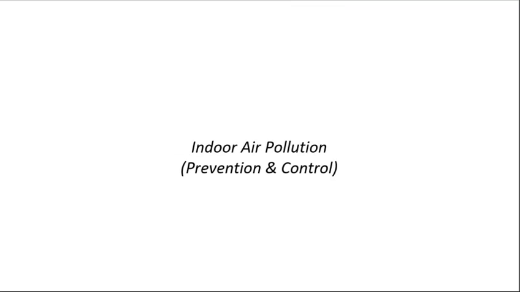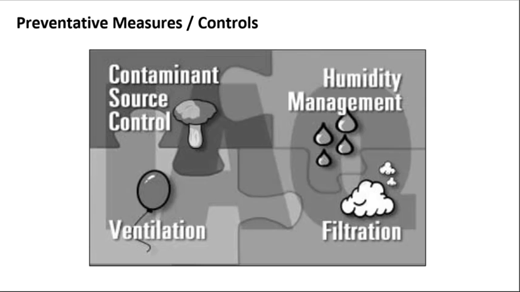Indoor air pollution, prevention and control. We now give a few more details about indoor air pollution prevention and control. Seen here are the four main preventative measures. Starting on the upper left is contaminant source control, which simply is the act of identifying sources of indoor air pollution in your homes and then taking preventative measures to eliminate or reduce air contaminants from these.